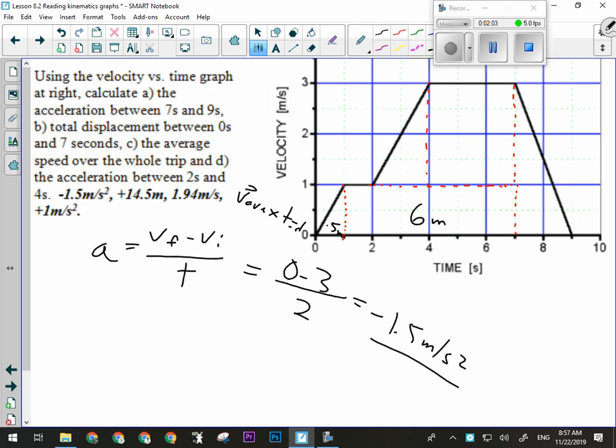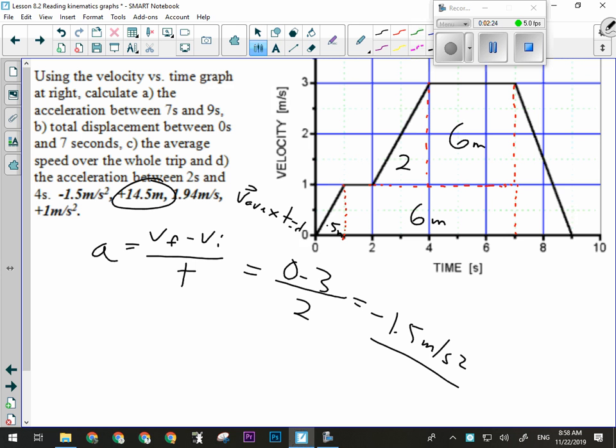Then I've got this triangle here that has a base of 2 and a height of 2. So 2 times 2 is 4, over 2 is 2. Then I've got this box here that has a base of 3 and a height of 2, so that's 6 meters. And now I can add them all together, so 12, 14 and a half, positive 14 and a half meters.